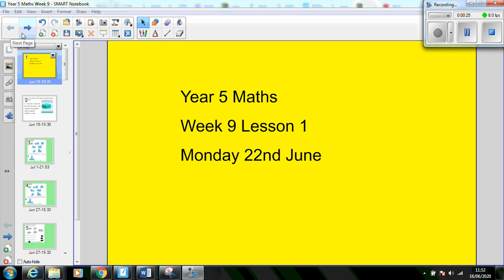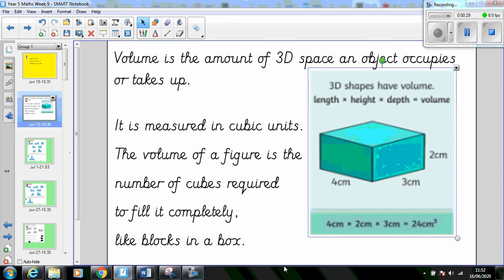Right, in today's lesson we're learning about volume. Volume is the amount of 3D space that an object occupies or takes up. It's measured in cubic units. The volume of a figure is measured in number of cubes required to fill it completely.